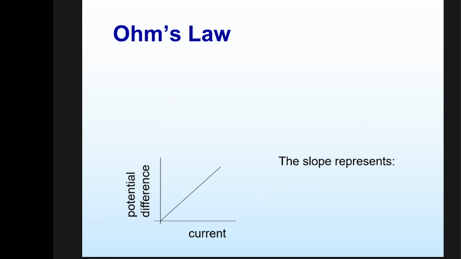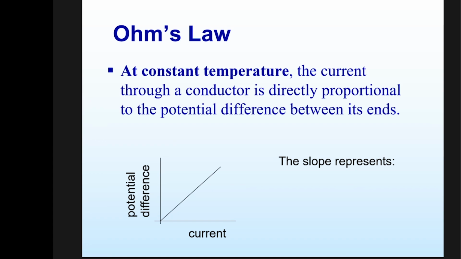Ohm's law. All right. Well, we have that relationship R equals V over I. Well, resistance usually remains constant for any device. The only time it really changes is if the temperature changes dramatically. But at constant temperature, the current through a conductor is directly proportional to the potential difference across its ends. So if I increase the voltage, the current increases. But the resistance remains constant.